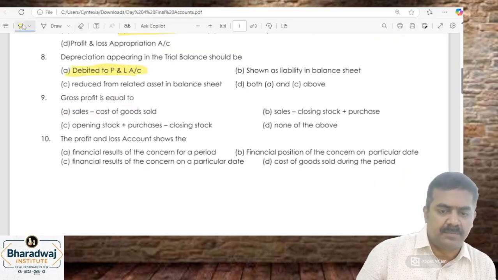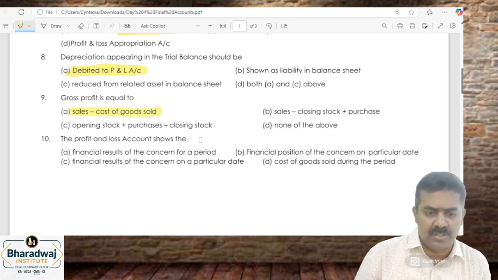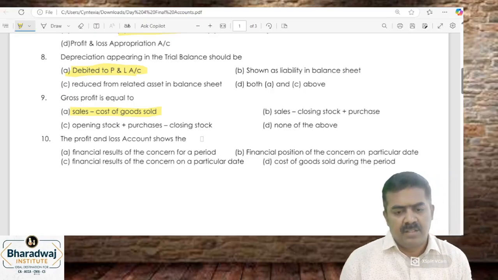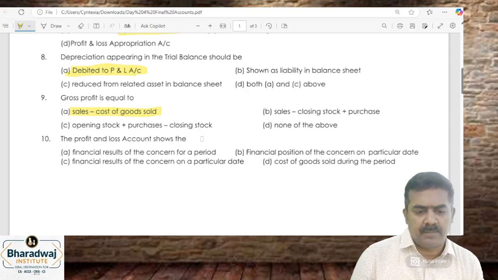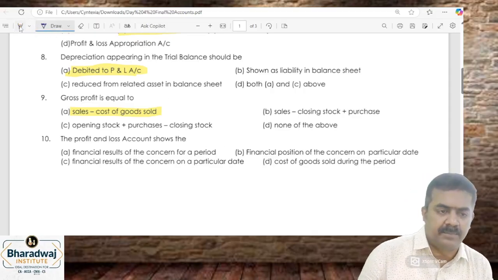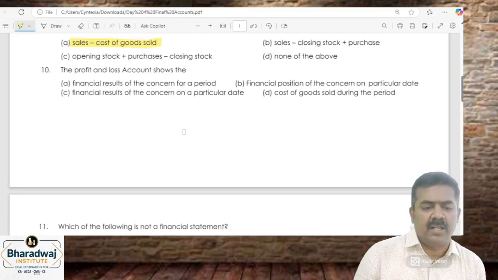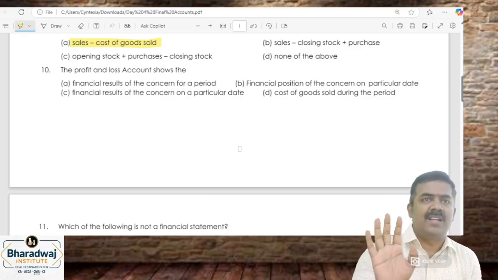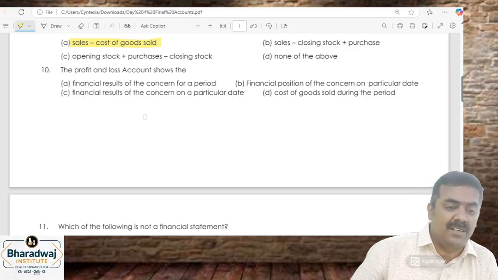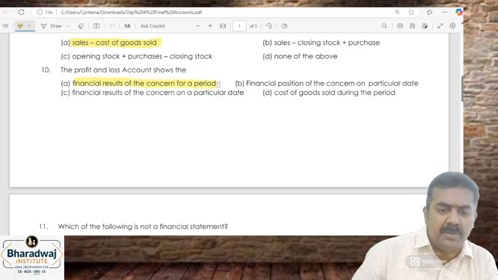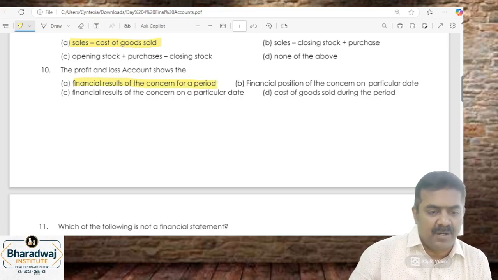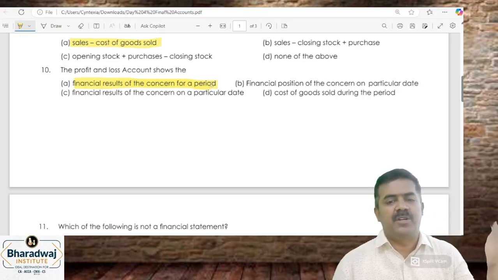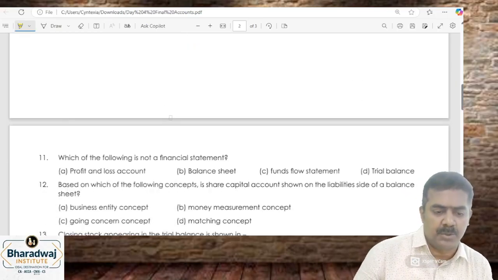Gross profit is equal to sales minus cost of goods sold. Profit and loss account shows, is it on a particular date or for a period? Please remember, profit and loss account is always prepared for a period, for the year ending, 12 months. Balance sheet as on a particular date. It shows financial results for a period, not on a date. For a particular period, April to March, January to December. That is what P&L account shows.